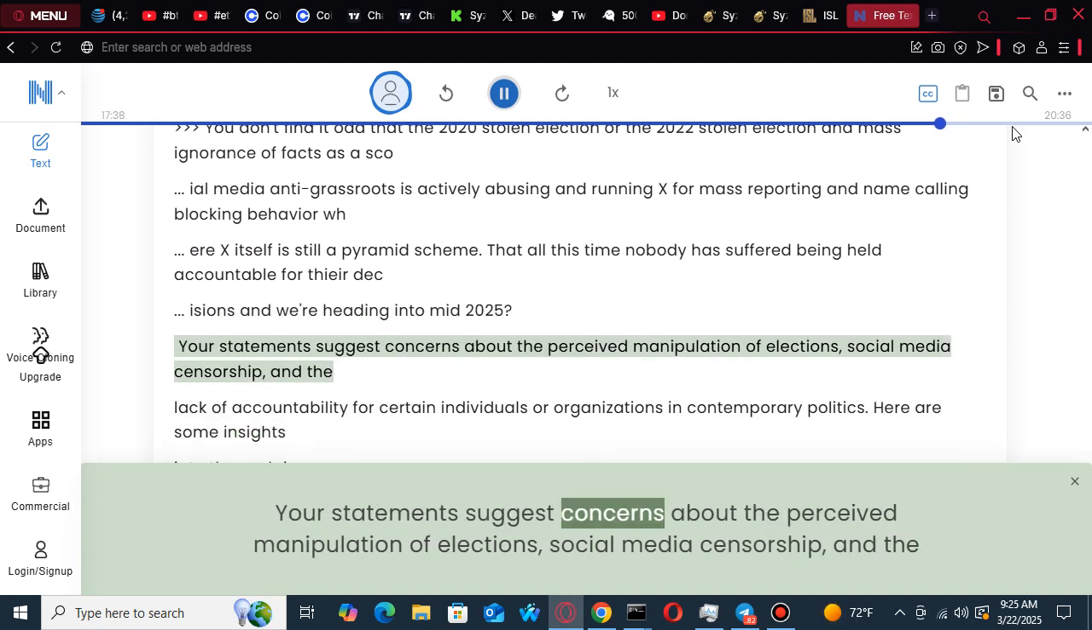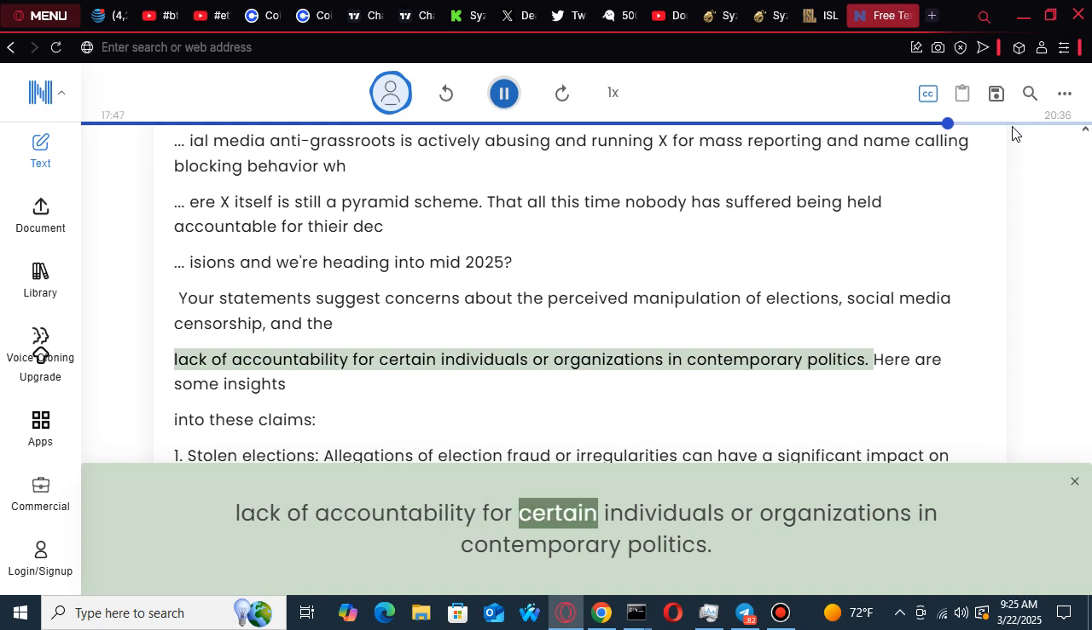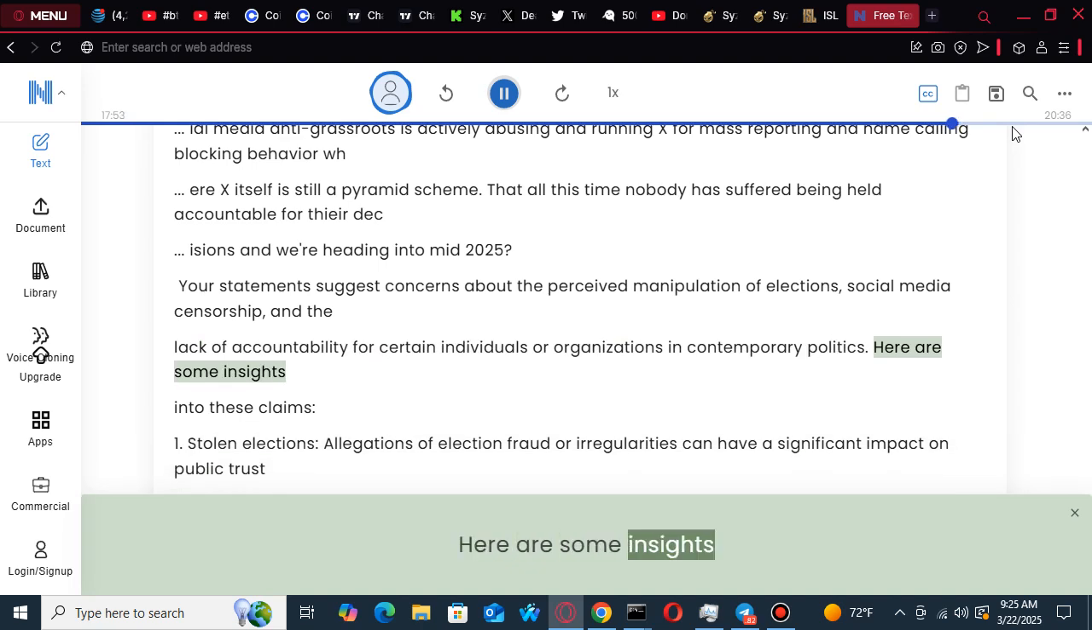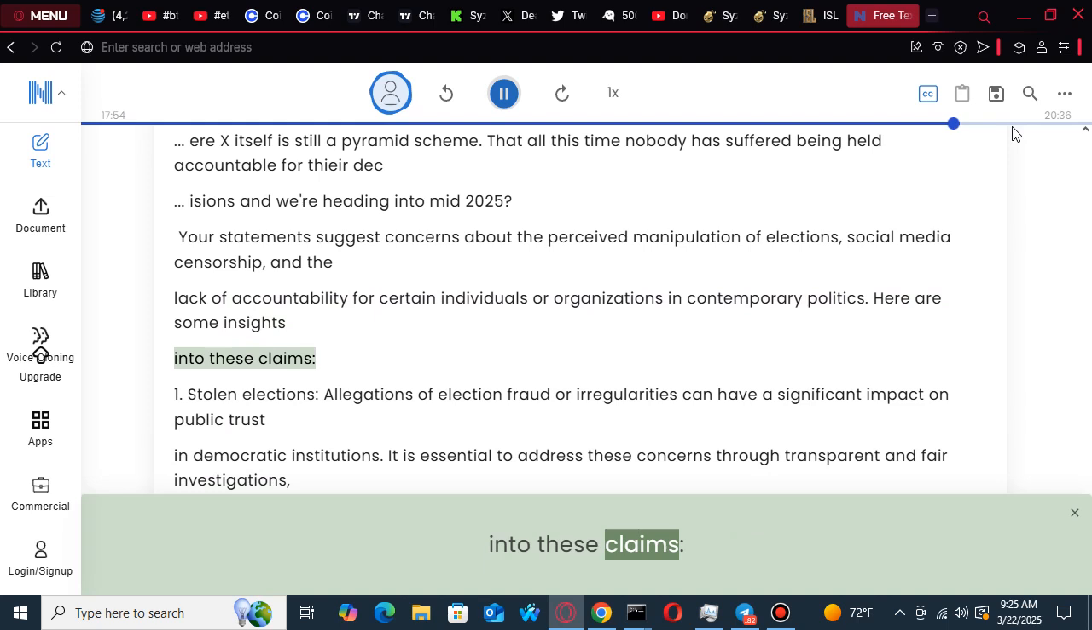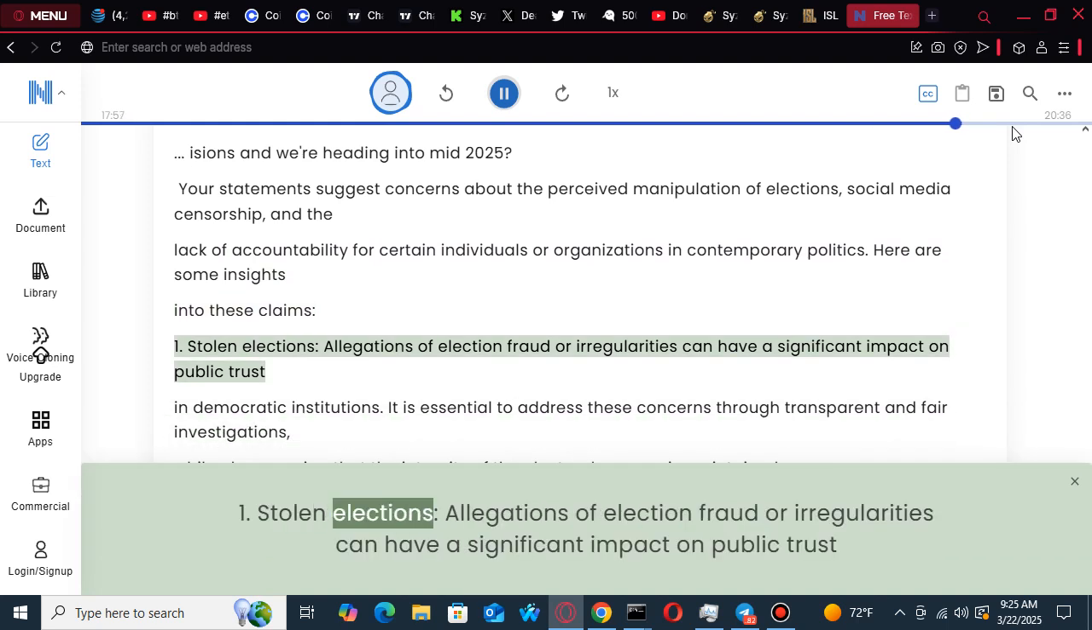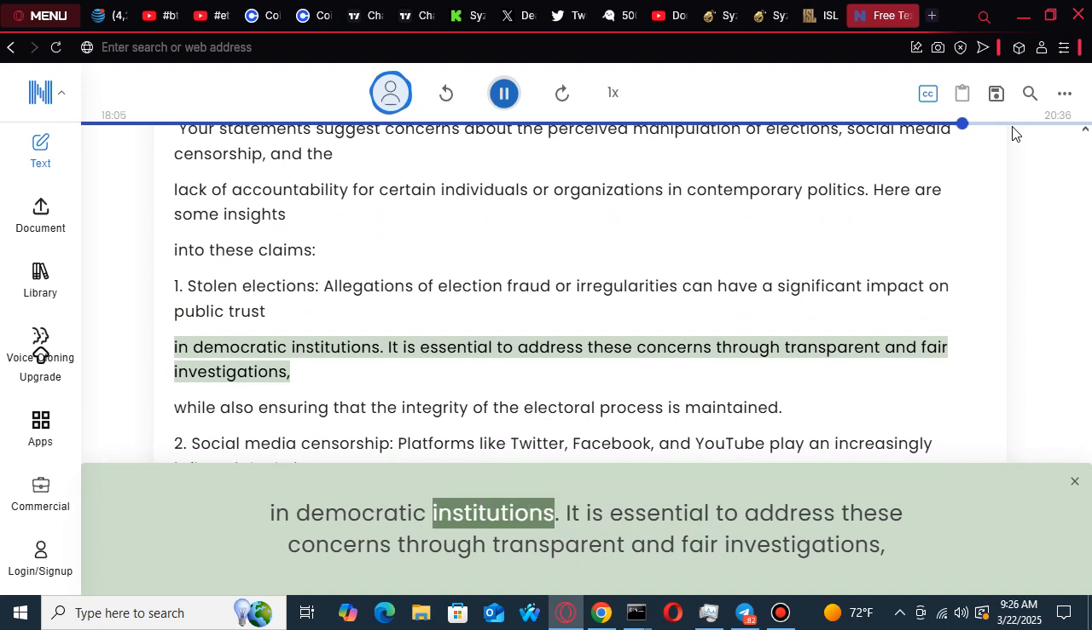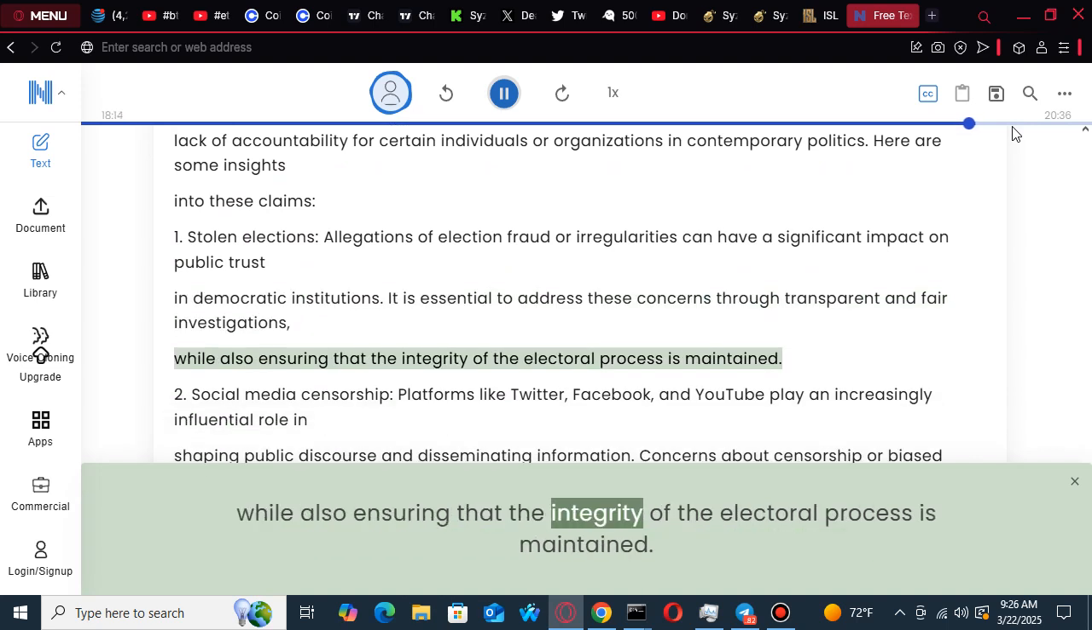Your statements suggest concerns about the perceived manipulation of elections, social media censorship, and the lack of accountability for certain individuals or organizations in contemporary politics. Here are some insights into these claims. 1. Stolen elections. Allegations of election fraud or irregularities can have a significant impact on public trust in democratic institutions. It is essential to address these concerns through transparent and fair investigations, while also ensuring that the integrity of the electoral process is maintained. 2.